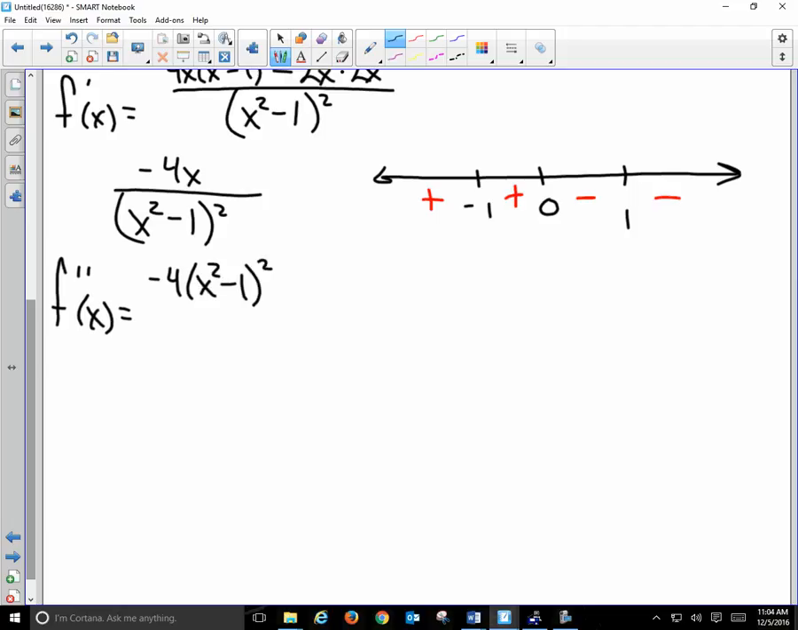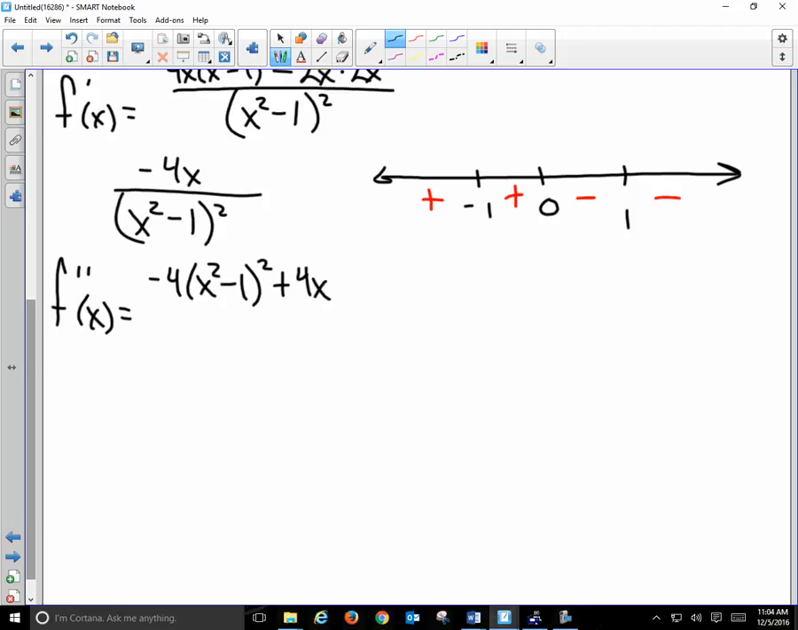So on Friday, I helped out Sarah and a couple other people with, I think, problem number 11. This is turning out to be very similar to problem number 11 from your assignment, so it should give you some help moving forward. Then we minus the original, so plus 4x, times the derivative of the bottom.